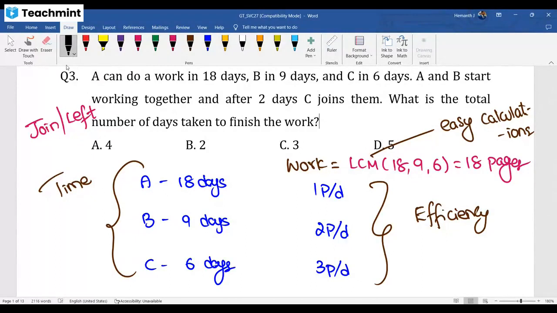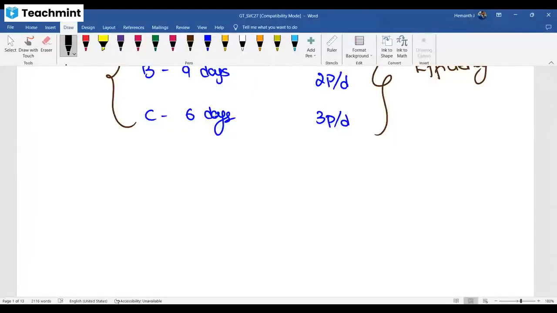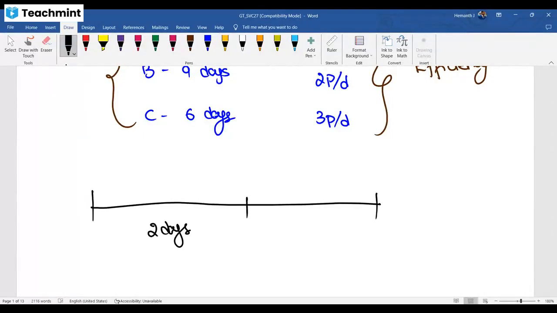Initially A and B started, and after 2 days C joined. For the first 2 days only A and B are working, then C also joined. The total work to be done is 18 pages you have to type.